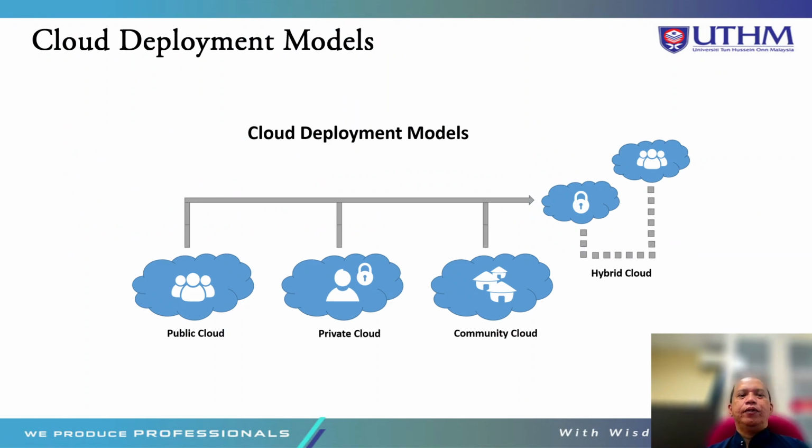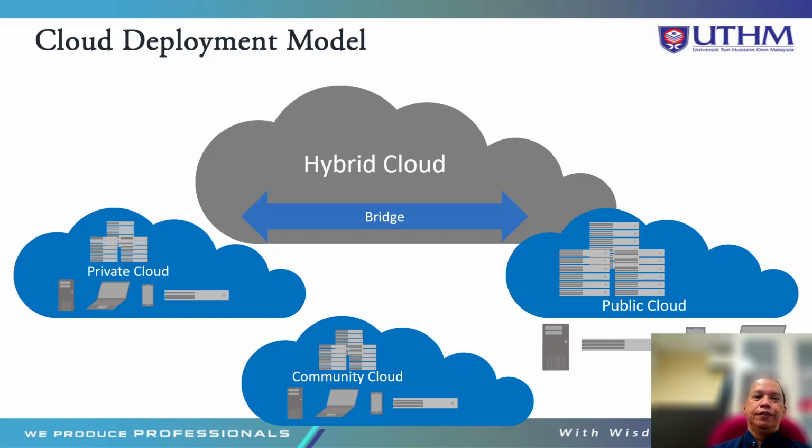Cloud deployment model. Okay, in the cloud deployment model, we have a private cloud, we have a public cloud, and then we have a community cloud. Okay, and then we have a hybrid cloud, where it can be public and private, or maybe community and private. It depends on your setting. So this is an example of a hybrid cloud.